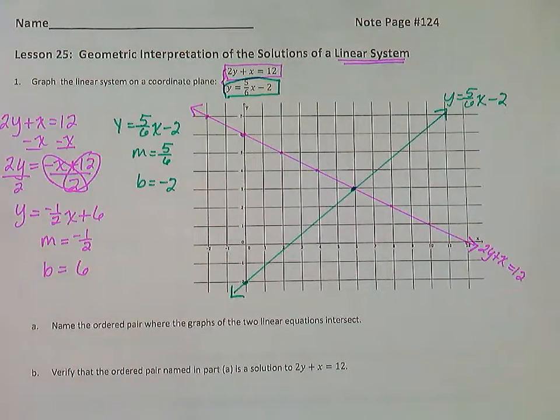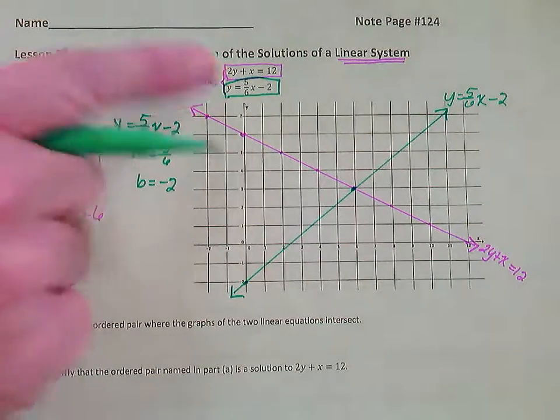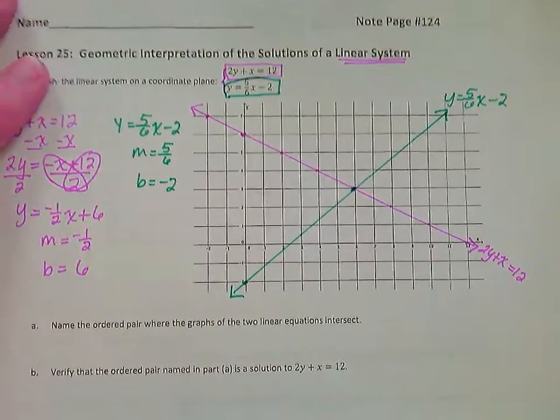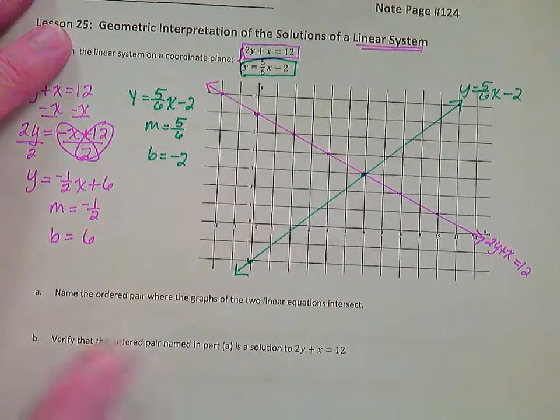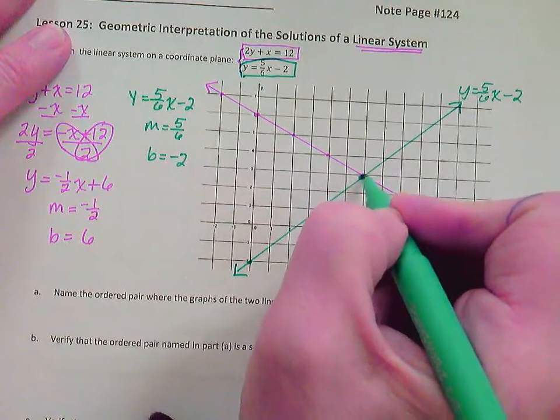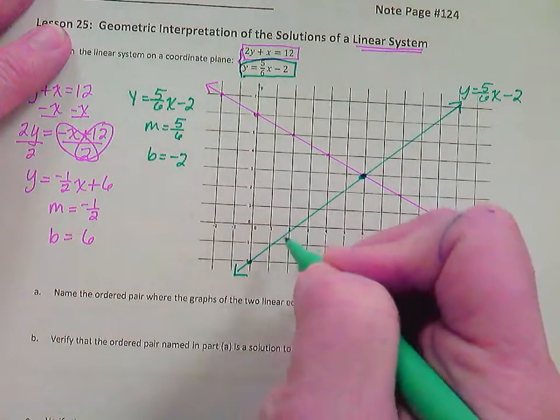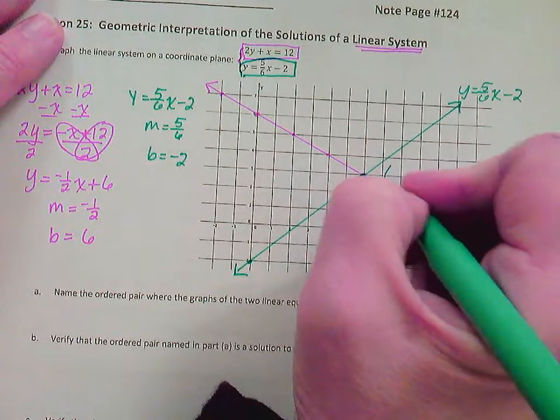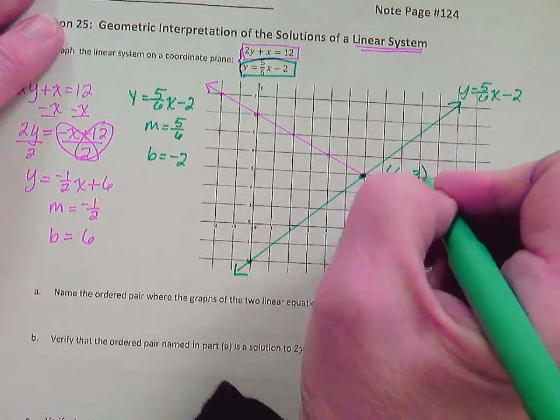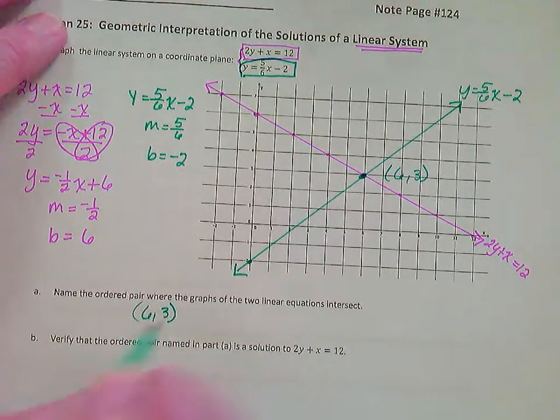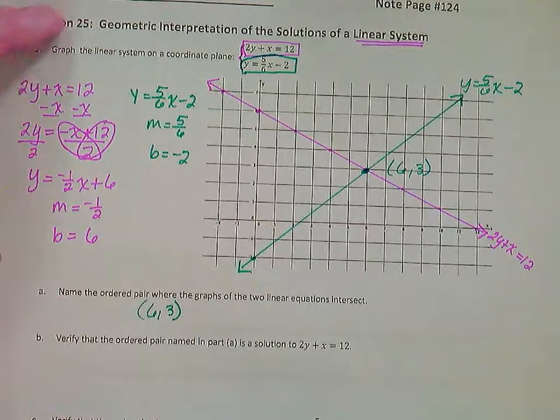Good. So we've graphed the linear system on the same coordinate plane. So we have two lines we graphed on the same coordinate plane. Let's look at the questions down below. Name the ordered pair where the graphs of the two linear equations intersect. So where do they intersect? They intersect right here. That point is point 6, 3. I'm going to label it on here. That ordered pair is the ordered pair 6, 3.